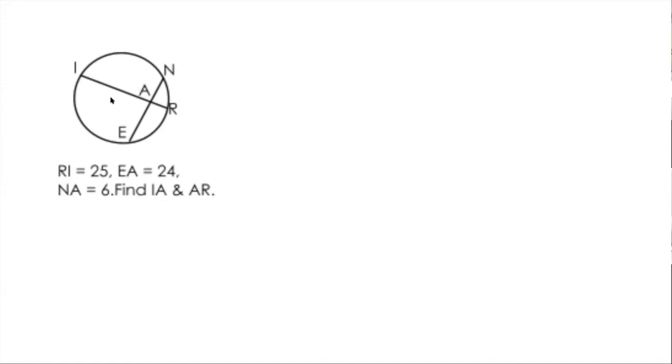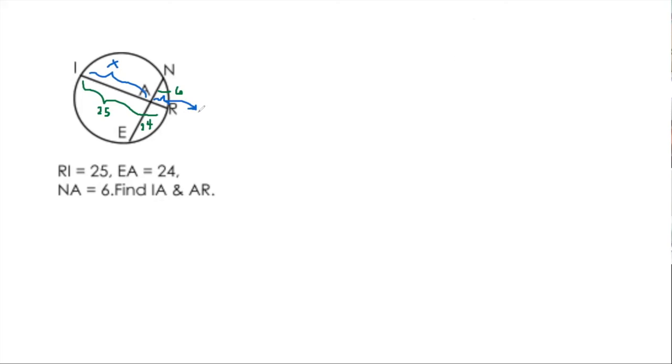So in this case, we're given IR, which is the entire thing, that's 25. AE is 24. And NA is 6. So what we can do, since we already know that it's segment to segment, and we don't have the segments but we have the total right here, is to separate the total. How do you separate the total? It should be IA times AR. But since the total of that is 25, you can just assign IA as your x. Therefore, what is the value of your AR?